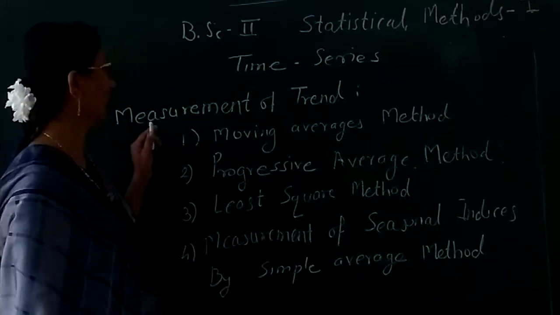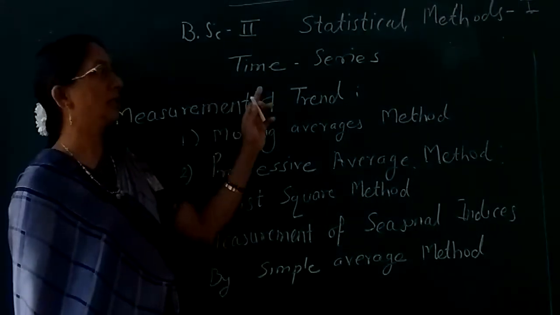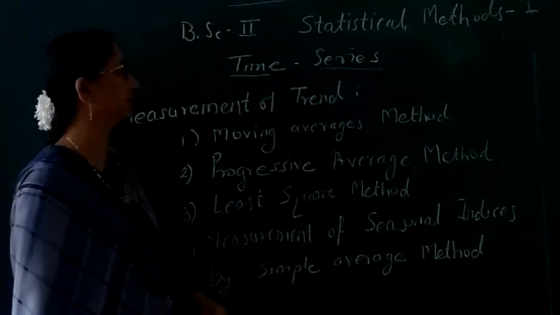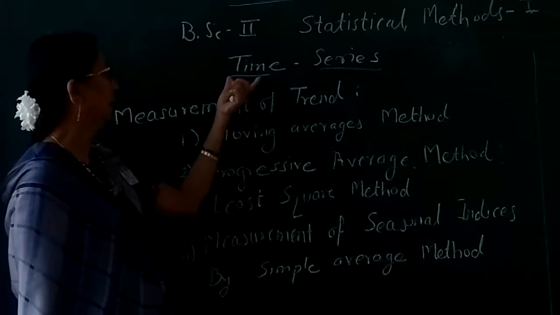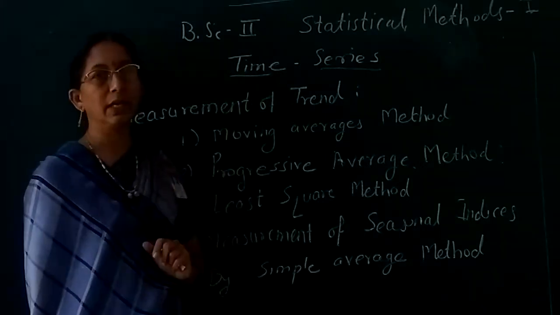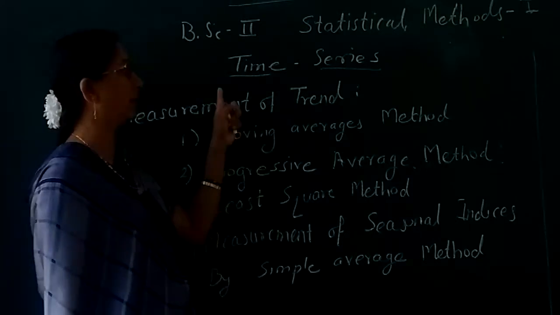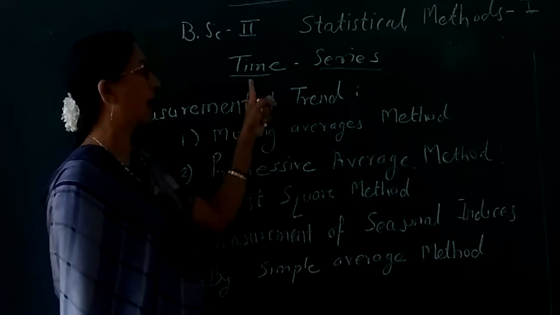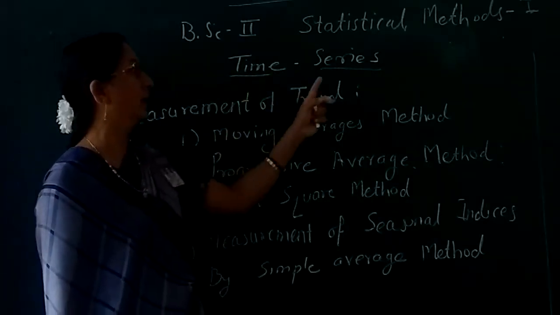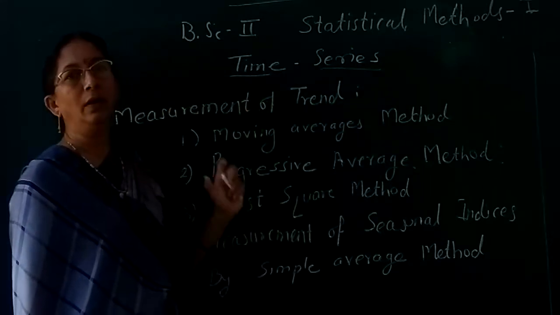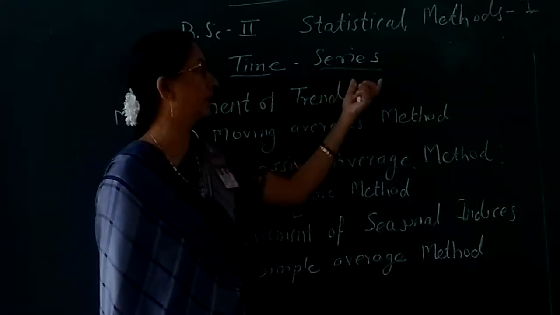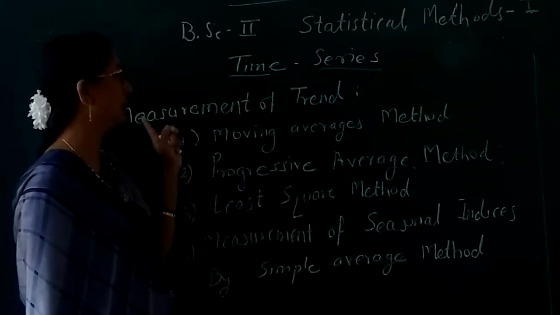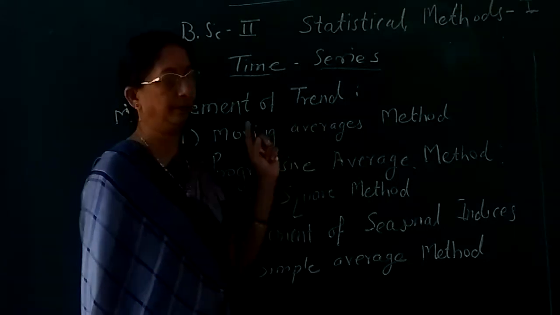Everybody. Now we see a statistical method. First unit, time series. In the previous lecture, we learned the definition of time series, components of time series, and utility of time series. Time means when, series means collection of. According to time, we collect some data. Now we start measurement of trend.